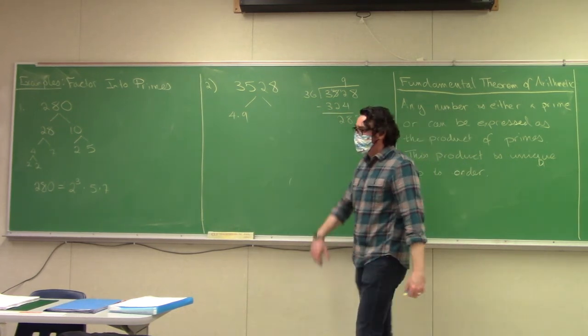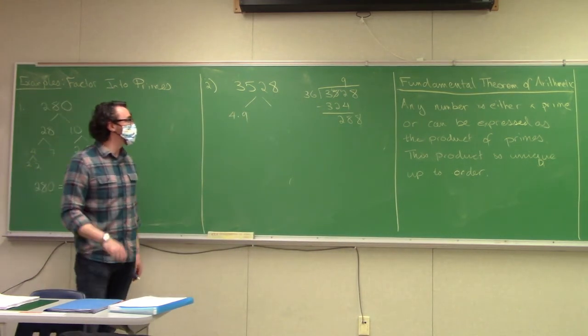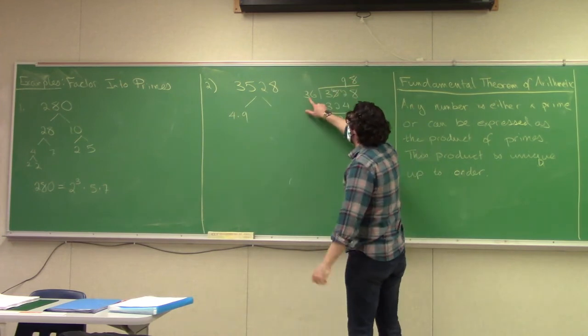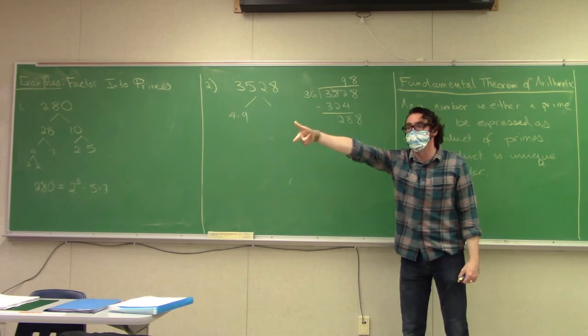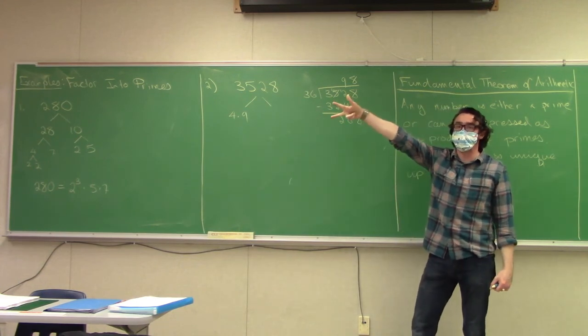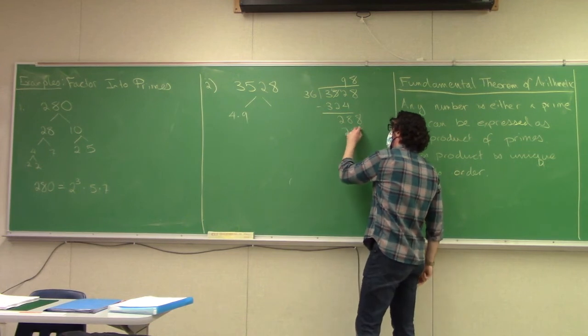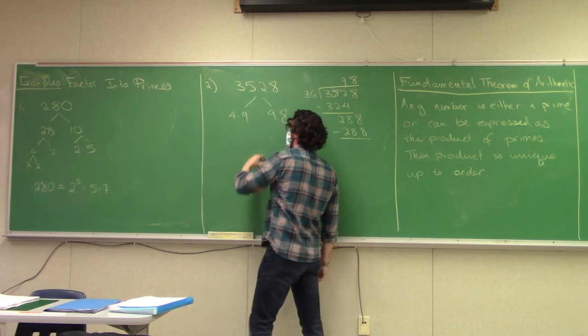Okay. I'm looking at 36 going into 288. Let's try 8 of them. Okay, 36, double it, you get 72. Double 72, you get 144. Double that, you get 288. Okay, 36 times 8 is 288. So this is 98.